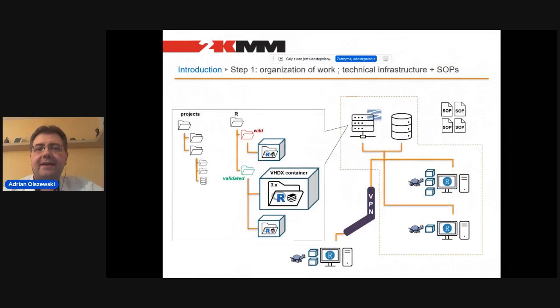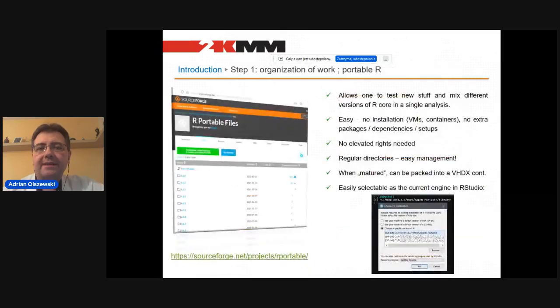First, we had to organize our technical infrastructure. There are a lot of details on the slides. They will be shared with you afterwards, so you can look at them in greater detail, and we can meet and discuss if you are interested.